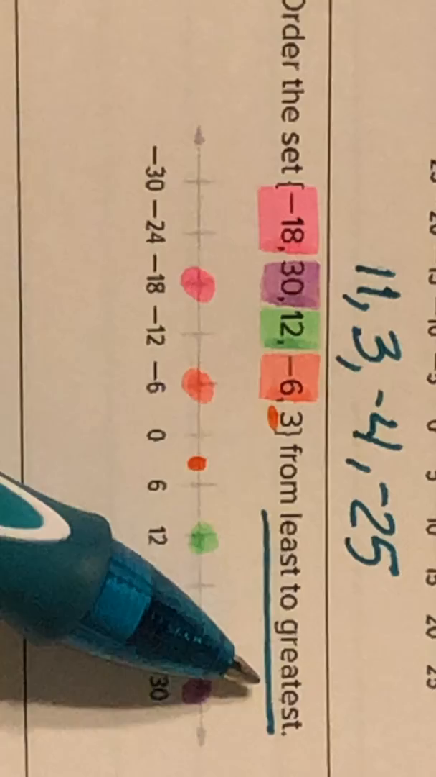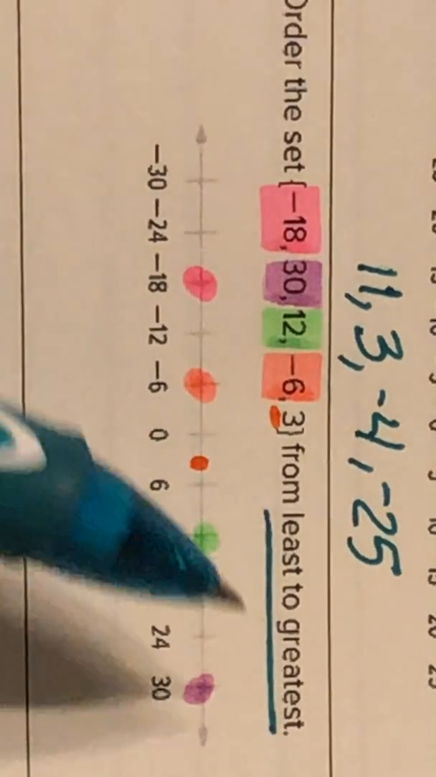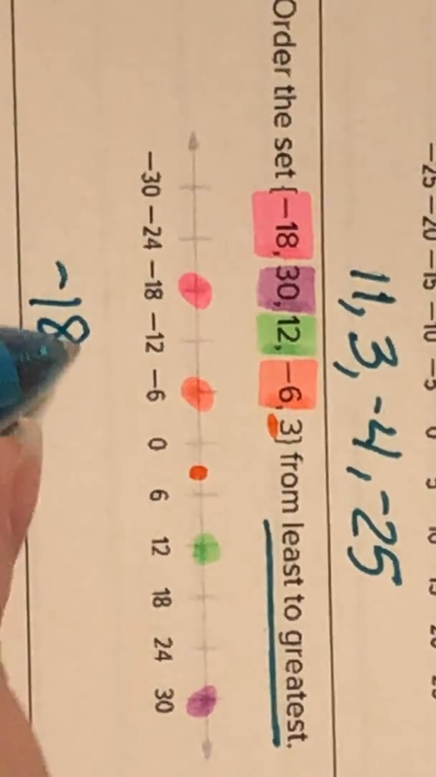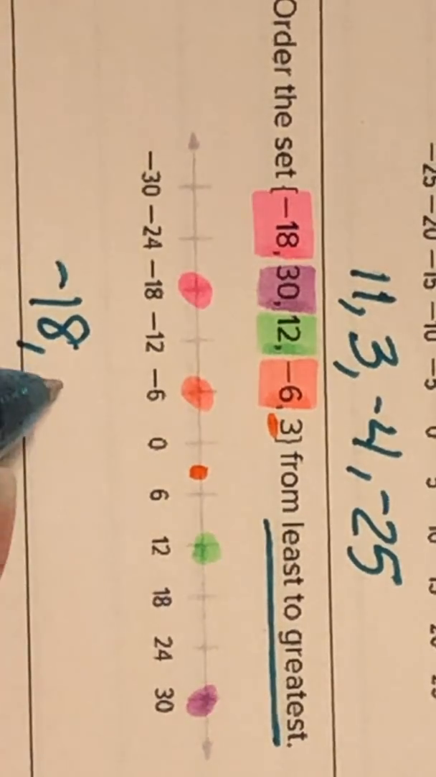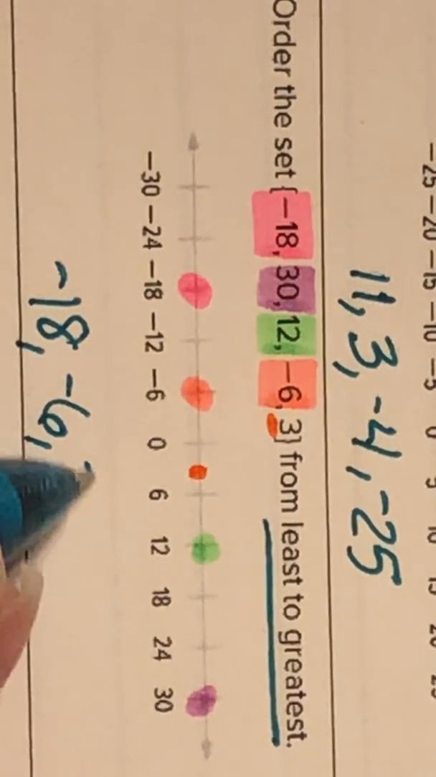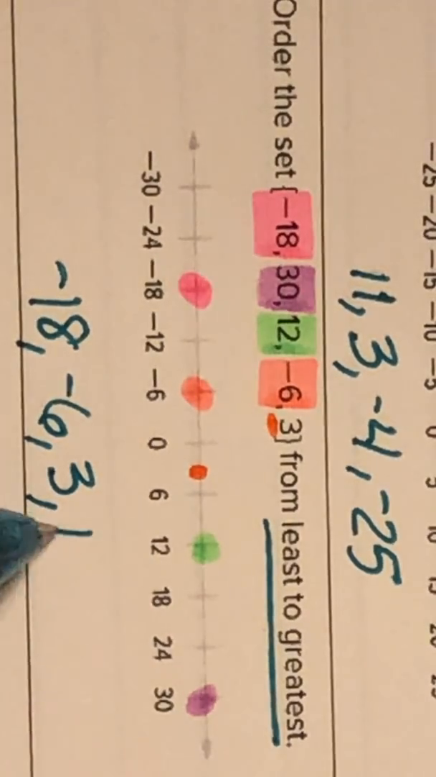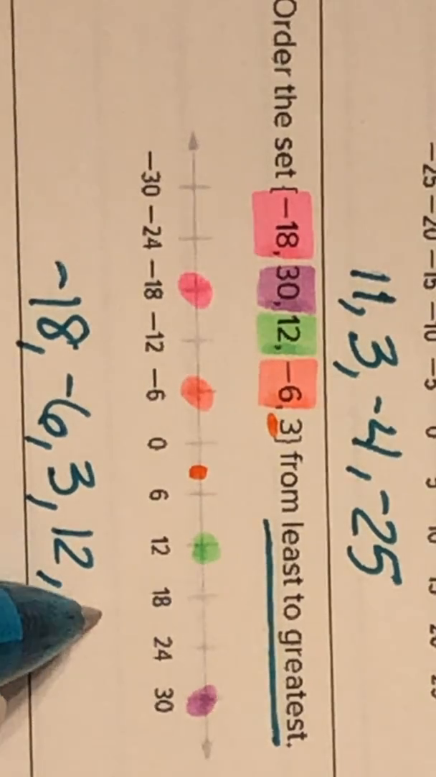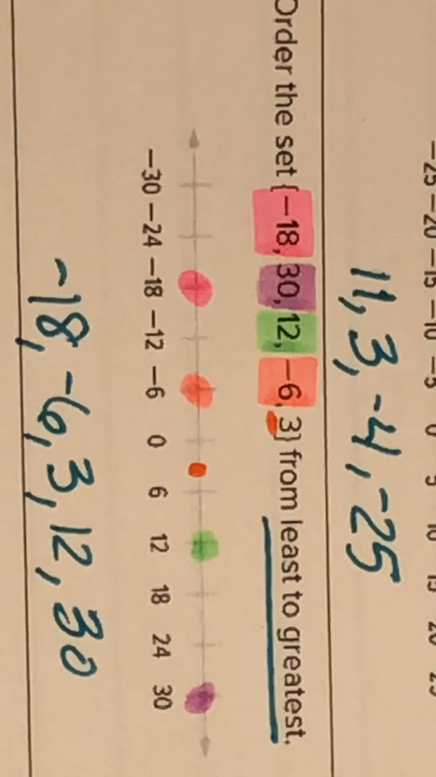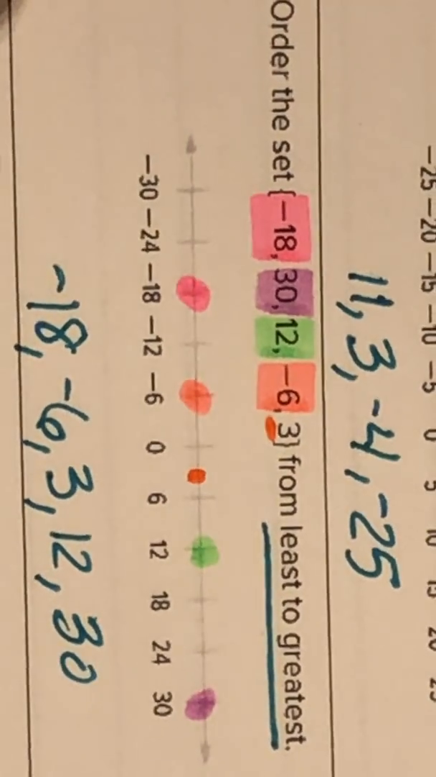So I'm going from least to greatest, so that's smallest to biggest. So my smallest is negative 18, and then it's negative 6, and then it's 3, and then the green, which is 12, and the purple, which is 30. So from least to greatest. And that is the end of lesson 3.